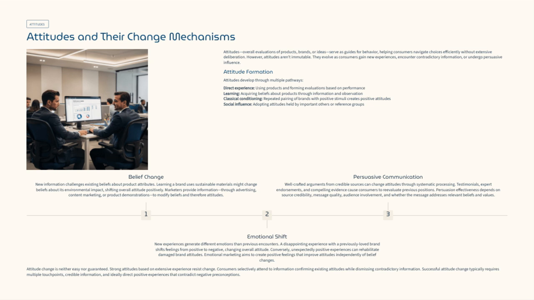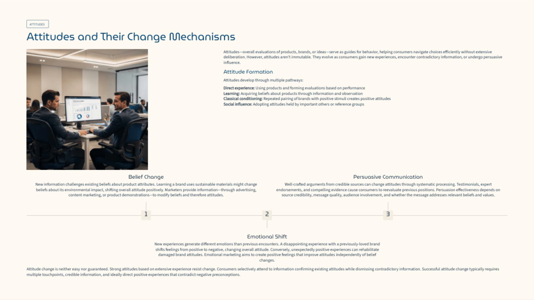Learning plays a role when consumers acquire beliefs through information and observation. Classical conditioning is another pathway, where repeated pairing of a brand with positive stimuli creates positive attitudes over time. Social influence is also critical. People often adopt attitudes held by important others or reference groups. Overall, attitudes develop through multiple pathways, including direct experience, learning, classical conditioning, and social influence.